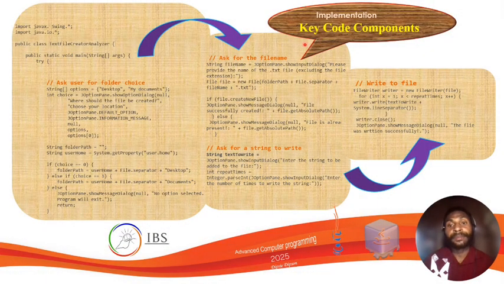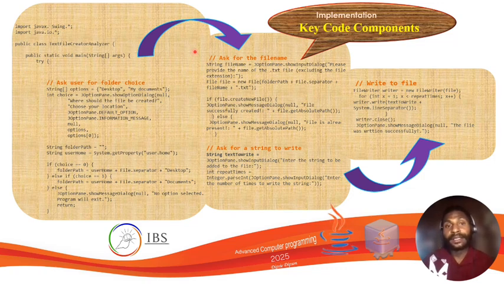Here we have the key code components or implementation. The user is asked to provide a file name. This introduces the main class of the program, which uses String and java.io libraries. The user selects the folder location where the text file will be saved, either Desktop or Documents. Moving on to the next line, it asks for the file name. If the file doesn't exist, the program creates a new file and confirms success. If it already exists, the user is notified accordingly.